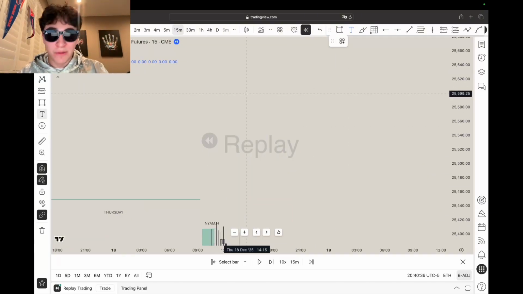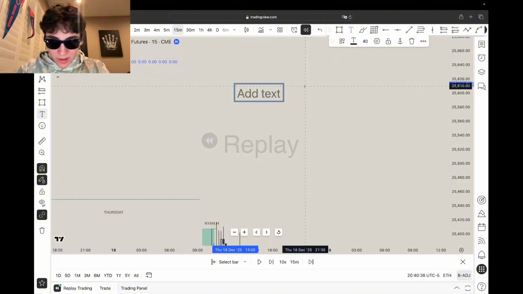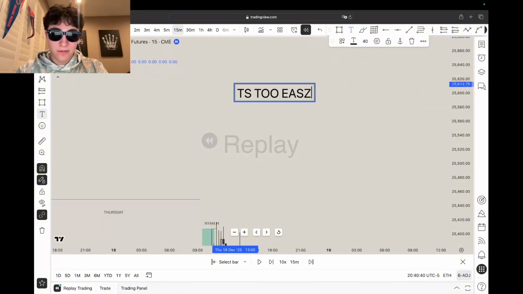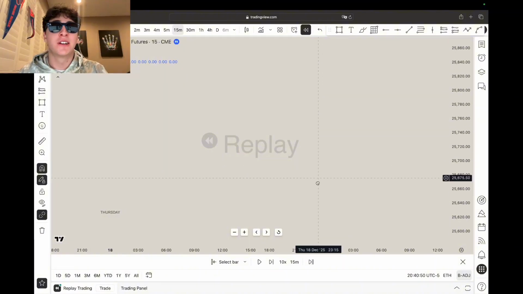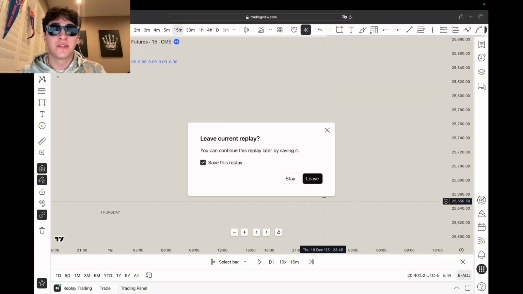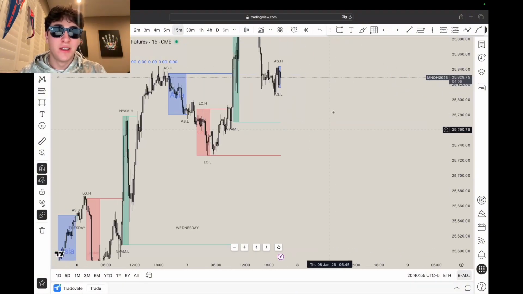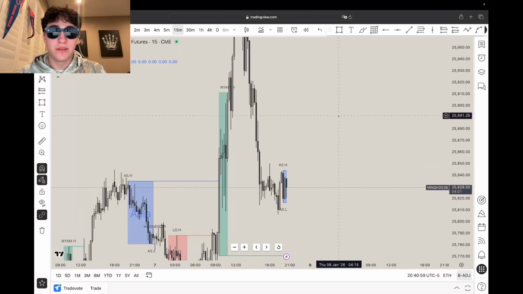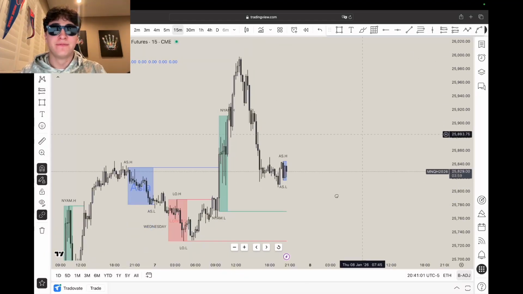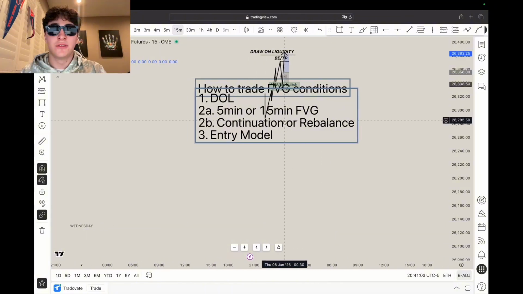I also have a very important note. That pretty much covers how to trade conditional fair value gaps. Today in the market was pretty chopped.